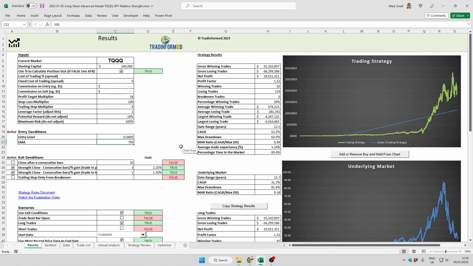Key thing to remember here is getting in earlier. See here, percentage of winning trades is roughly the same. However, the amount we're eking from each trade by getting in earlier is better. See here, slightly better MAR ratio, slightly better average trade expectancy. So you can see here, both the QQQ and the TQQQ, this strategy is working well. Let's have a look at this strategy going forward.